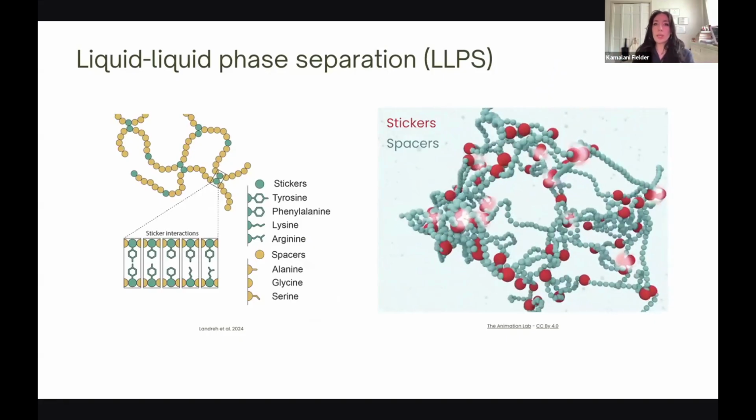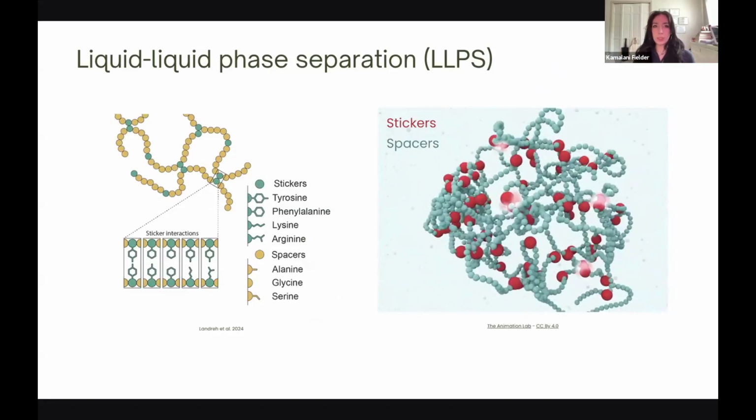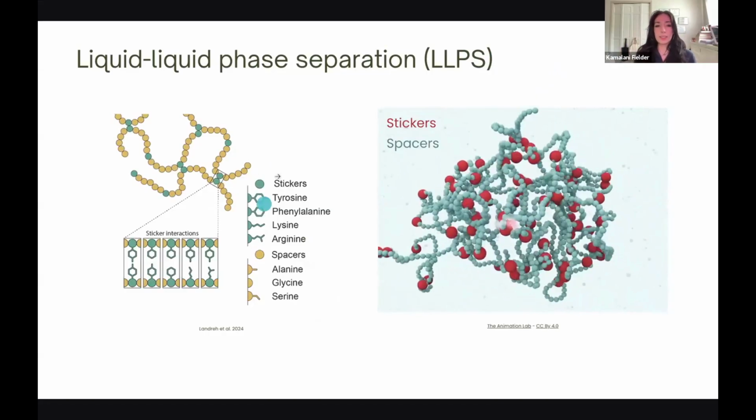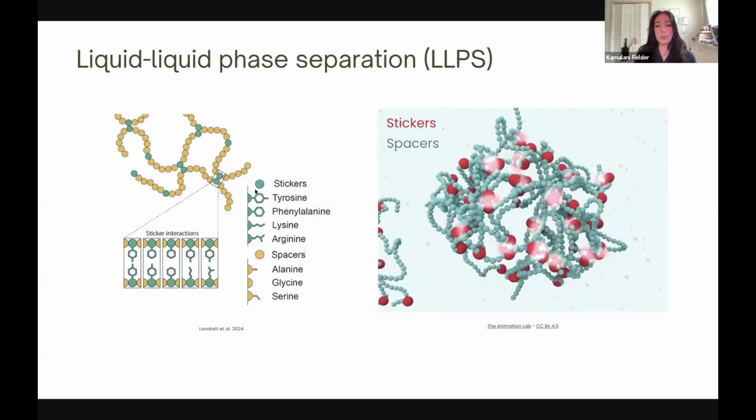So prion-like domains are part of a class of intrinsically disordered, low complexity protein regions that are typically rich in amino acids that we consider to be stickers. Those are these kind of nonpolar or aromatic, meaning they have this ring structure, amino acids that tend to stick together and they will promote LLPS.